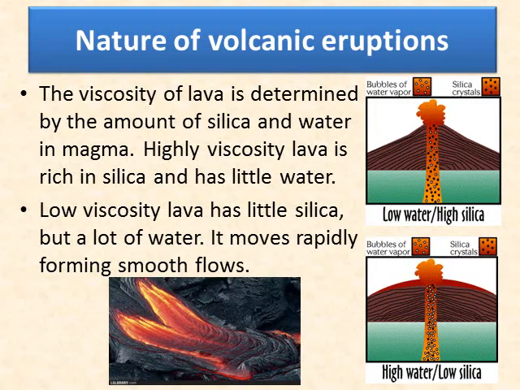Dear children, now let us see the viscosity of lava. Viscosity means the fluidity or runniness of the lava. Sometimes lava is runny like water, but sometimes it is like honey or hot wax. The viscosity of lava is determined by the amount of silica and water in the magma. High viscosity lava is rich in silica and has little water. Low viscosity lava has little silica but a lot of water. It moves rapidly, forming smooth flows.